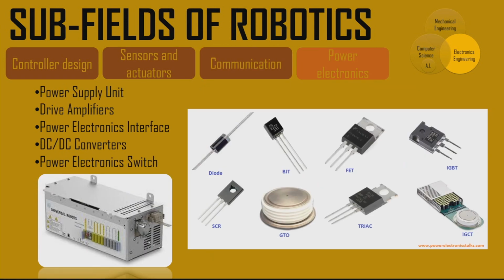And then power supply. For the robotic system to work, a power supply unit would be an important part. Components like drive amplifiers, AC to DC converters, power electronic switches and interfaces, and all of these power electronic subcomponents that you see in this picture, these would be very important, and these fall under the category of power electronics.